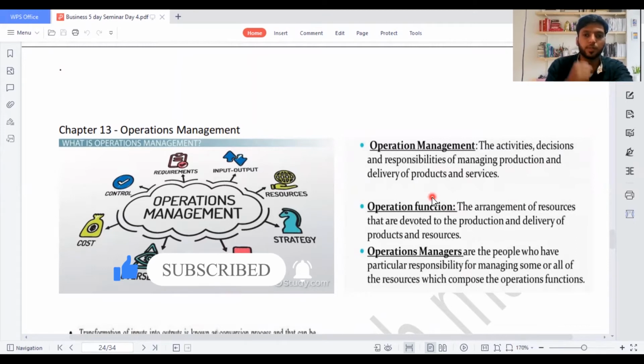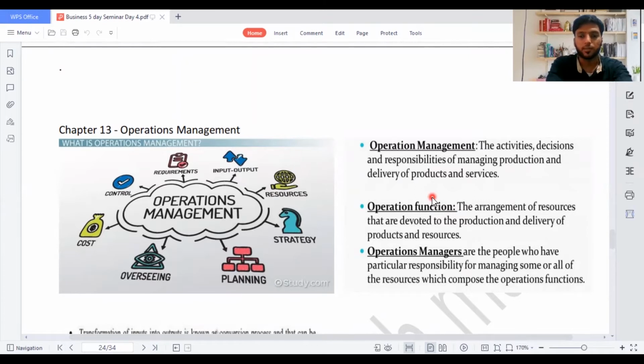So operations management confirms how much resource should be produced, how much resource should reach the potential market. Operation functions is the arrangement of resources that are devoted to the production and delivery of production resources. So operation functions is how much resource you are actually producing, how much you are delivering the products towards the customer, how successful you are.